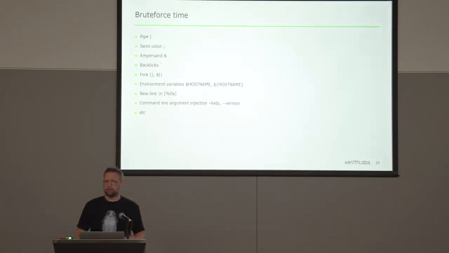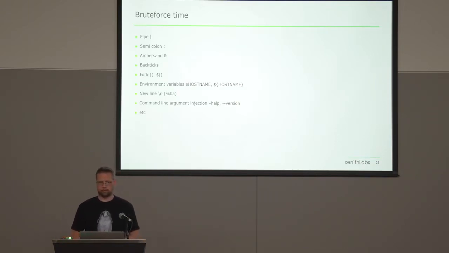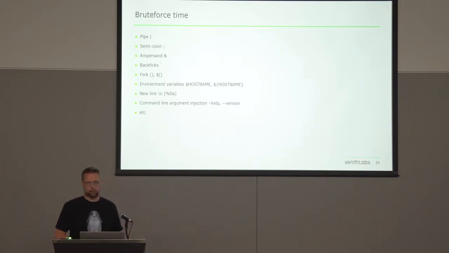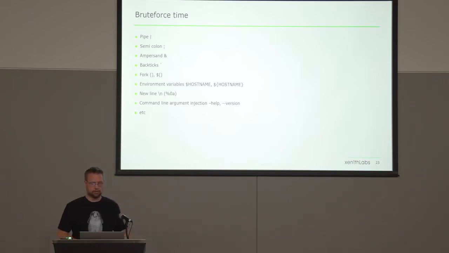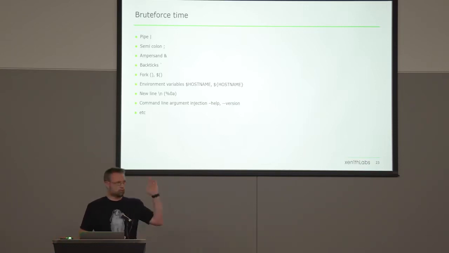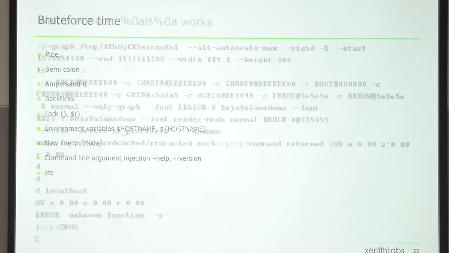So let's do the usual brute force as you do as a pen tester. You're like, all right, well maybe semicolon is filtered, and semicolon got escaped, and so it didn't work. So let's try pipe character, ampersand, backticks, forks, environment variables, new line, command line injection, arguments, etc. Just run through the whole thing, and then sort of, one by one, see what the output is. Maybe try combining multiple in case there is like a whitelist.